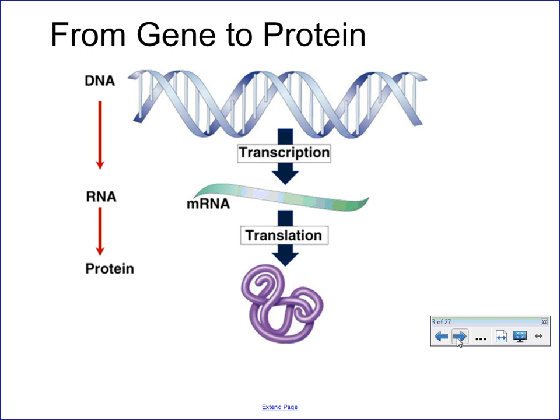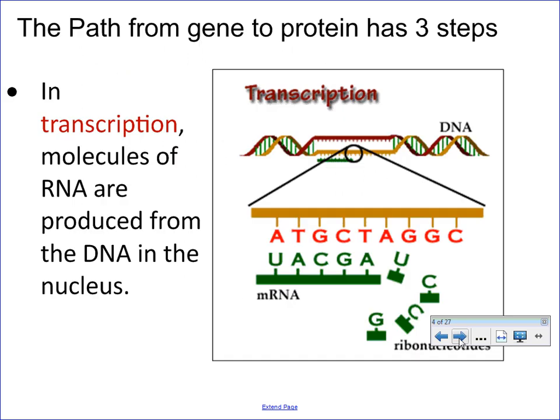So in this process of transcription and translation, it's basically taking DNA, using that DNA to build an RNA molecule, and that RNA molecule is used to create a protein. So basically we're going to look at how we go from gene to protein.